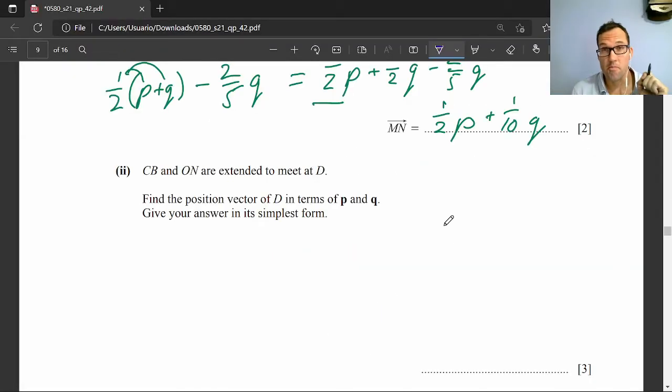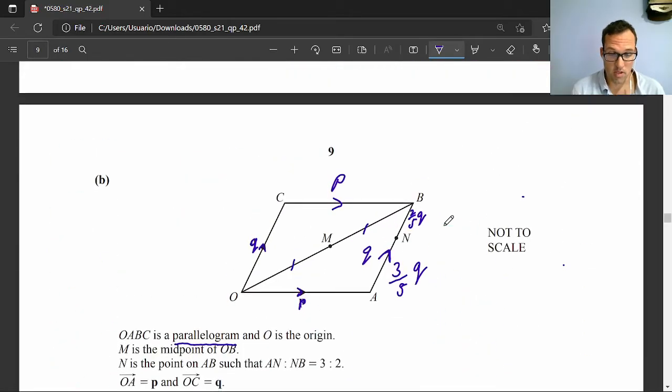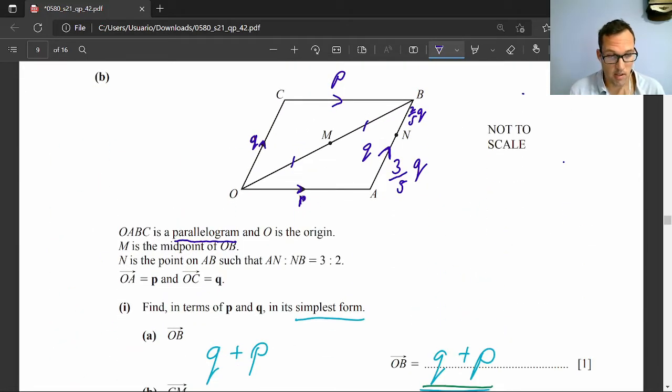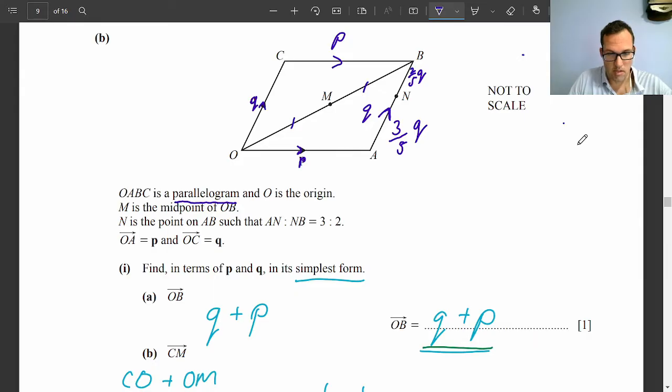Question 5b, part 2. Now, here comes trouble. Reading the examiner's report, it says only a very small number of candidates gave a fully correct answer. This is not something that's easy to explain. Again, this is one of those questions they put in there if they don't want everybody to get full marks, right? Or anybody to get full marks for that matter.